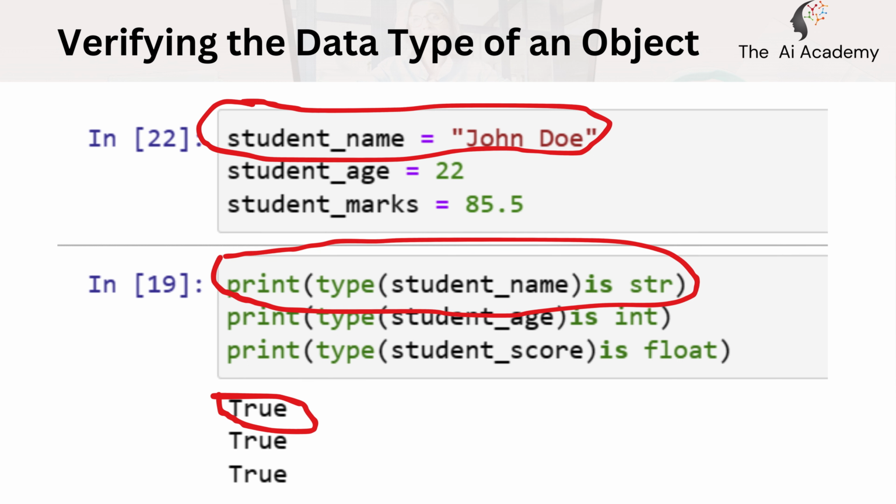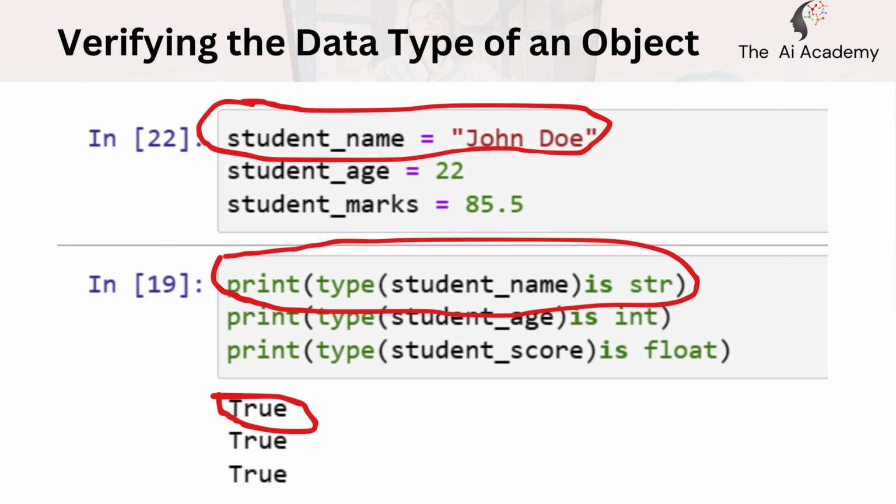We first use the type function to get the data type of the student_name variable, which is class string. Then, we use the is keyword to check if the data type returned by type(student_name) is the same as the string class. Since student_name is a string, the expression type(student_name) is str evaluates to true.